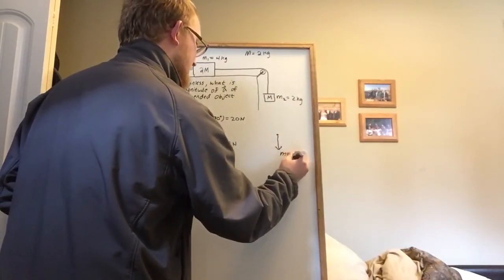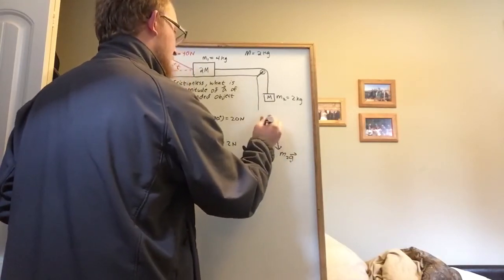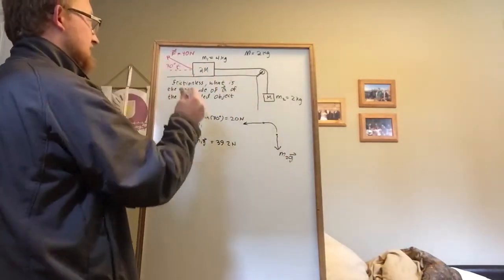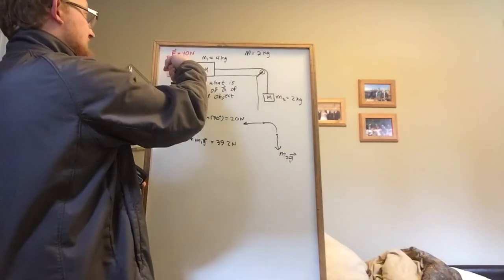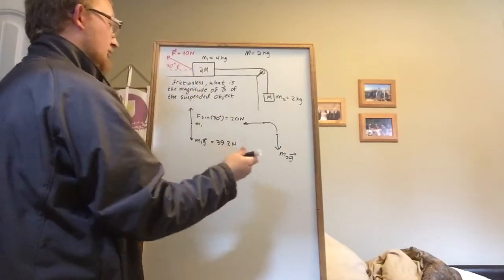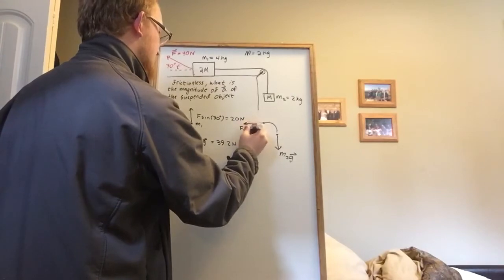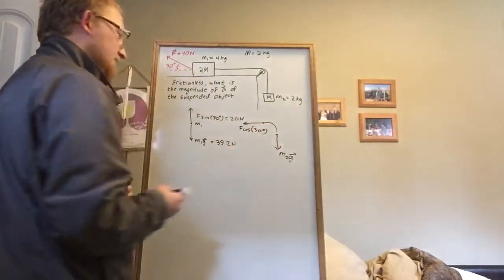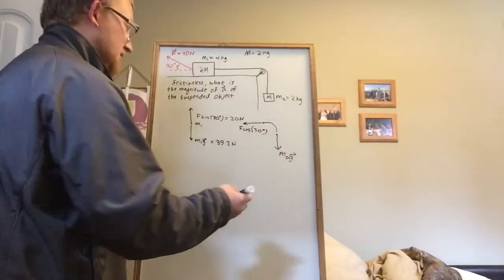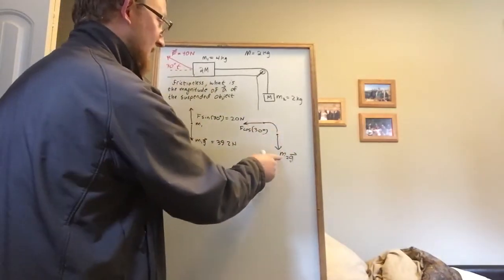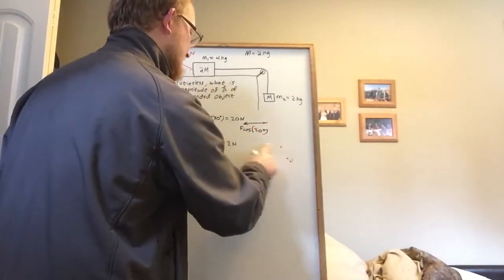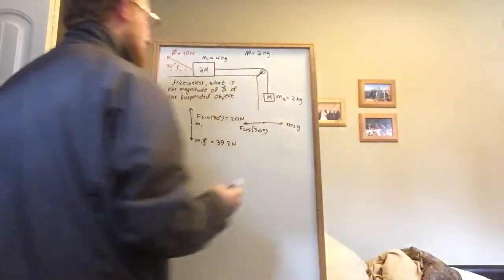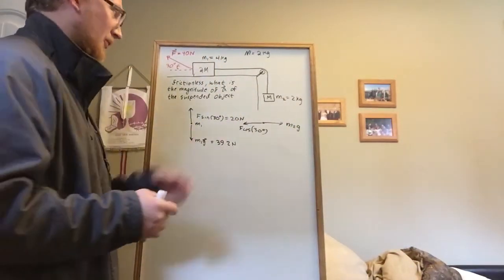It's going to be M2G. And then the rope is going to carry that force all the way up to this force, which is going to be the adjacent side of this force, so that's F cosine of 30 degrees. Another way to draw this is, because this force is transferred by the tension, we can just draw the M2G right here. And now, just like with the last problem, we're going to see which one wins.